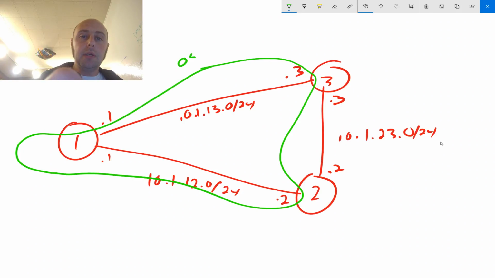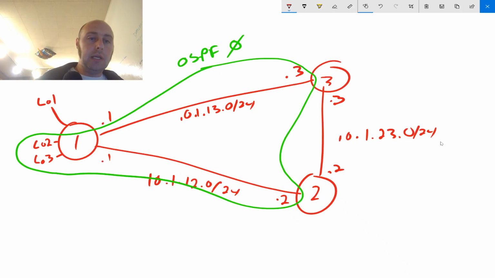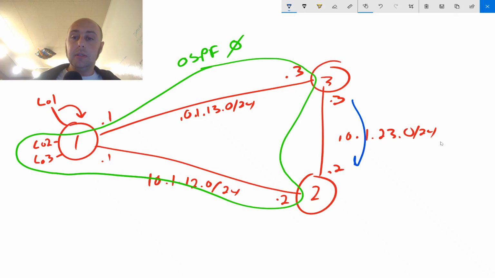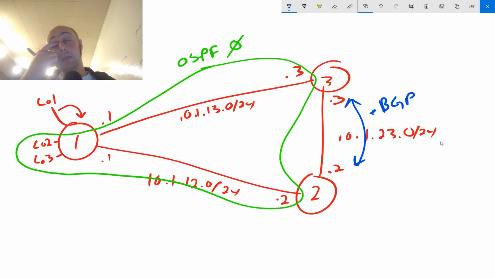Here we're running OSPF area 0, and I did it this way to show that I was including loopback 2 and loopback 3. However, I was not including loopback 1. Again, that is redistributed into OSPF. And routers 2 and 3 are eBGP neighbors.